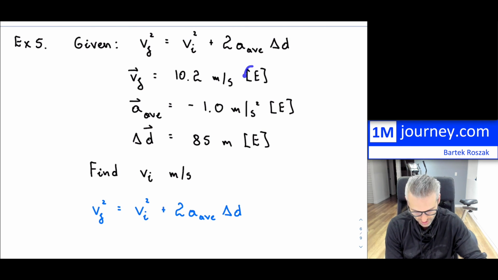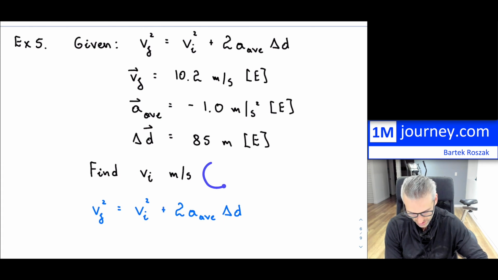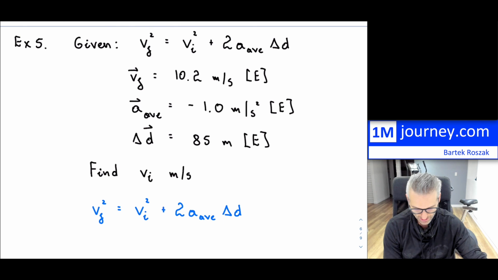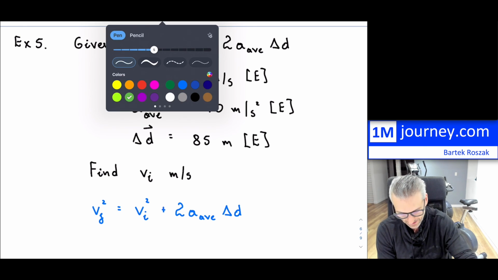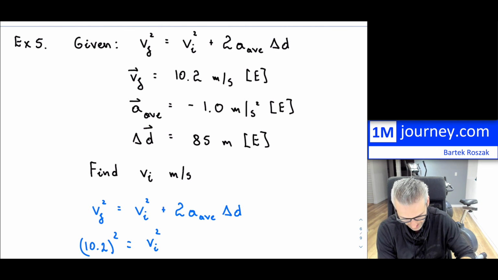Our directions, they're all actually east, right? So this is what we have in here. That's good. And the assumption is that this one is also going to be east as well. So let's take a look. Now I've substituted it back in there. Vf is going to be 10.2, but it's squared. Vi is what I'm supposed to find, so I'm going to leave that as it is.